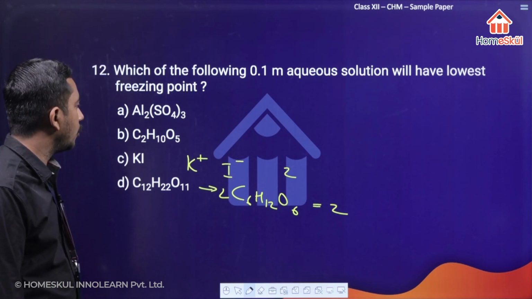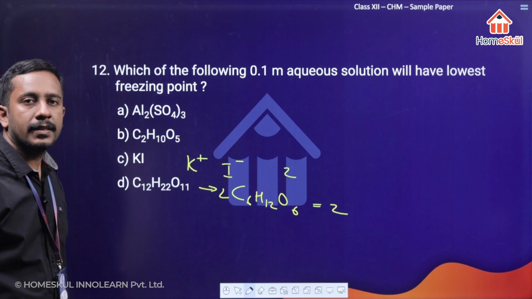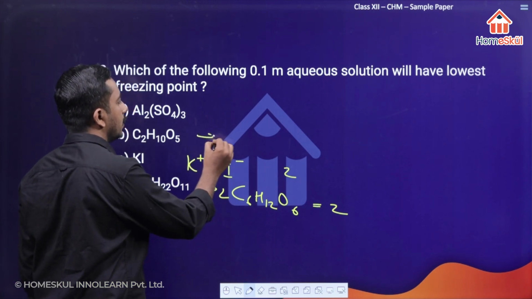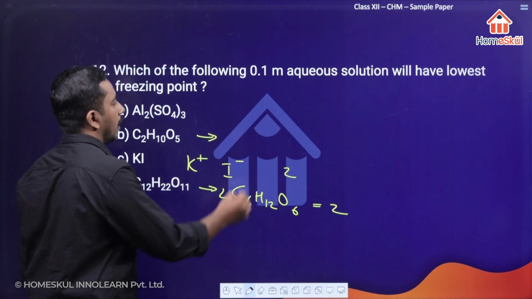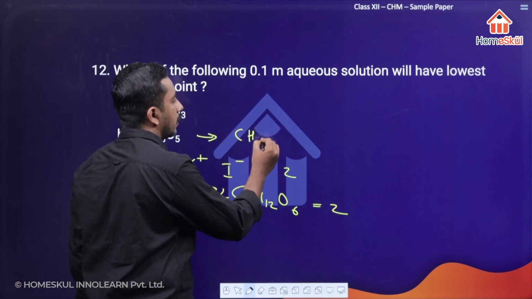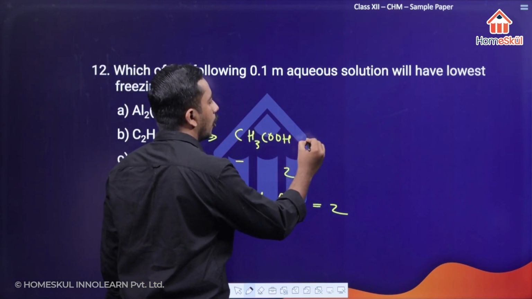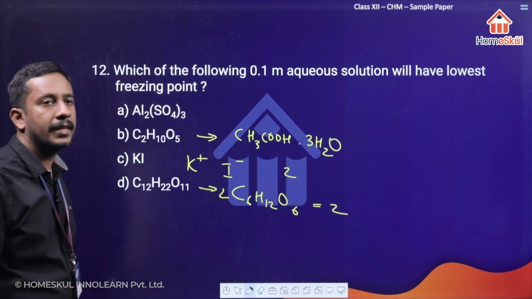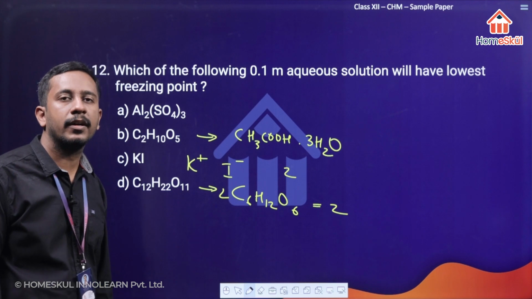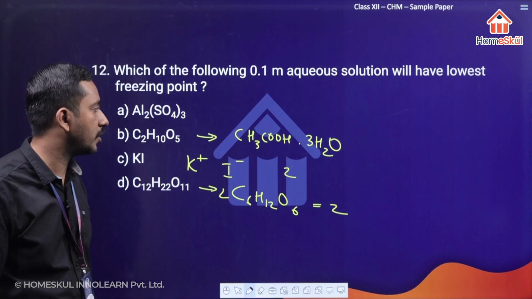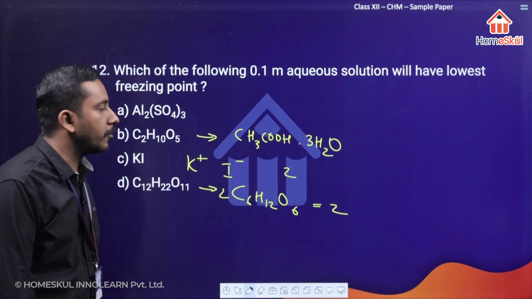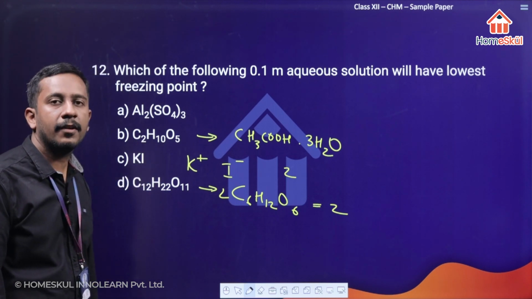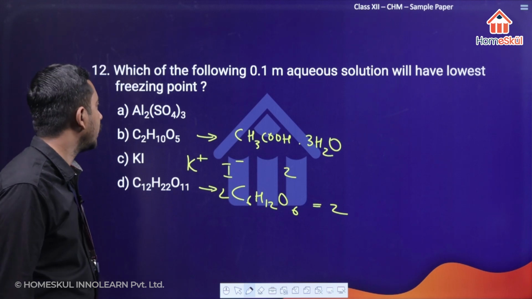And what is C2H10O5? This is actually a trihydrate of acetic acid. So this molecular formula can be written as CH3COOH.3H2O. So we know that acetic acid is a molecule that is going to undergo association and not dissociation, right? So that means the number of molecules is going to be lesser than the amount of molecules that we have taken. So obviously that is not going to be the answer.